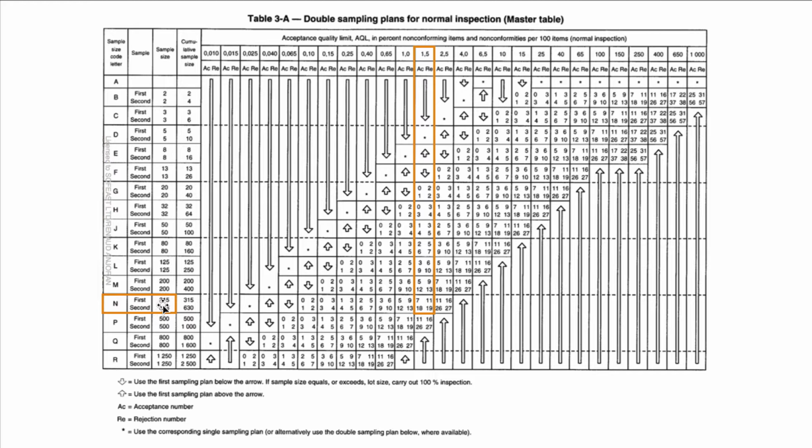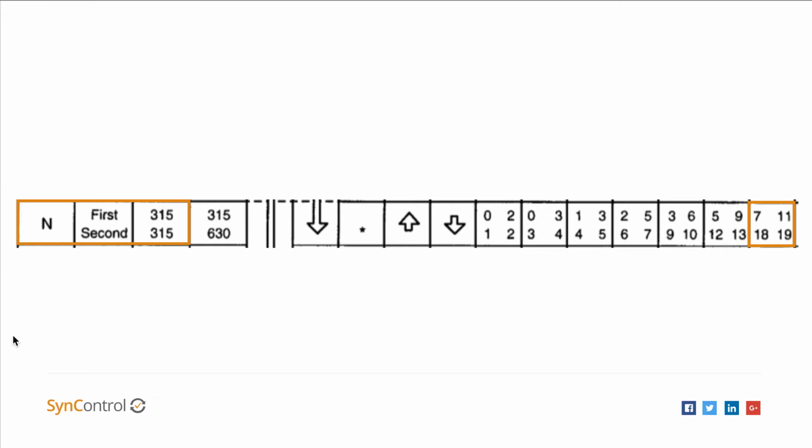And here for N, you actually have 2 numbers to check. So first sampling 315, second sampling 315, right? And for each one, you have a number of defects as a limit. Now let's look at it a little bit more close up. So first one, 315, what does it mean? It means that you first pick 315 samples.